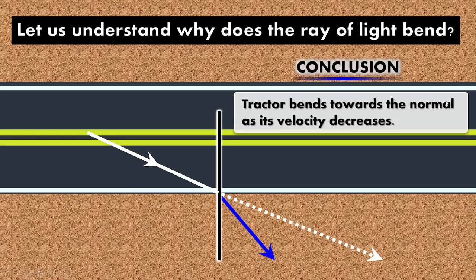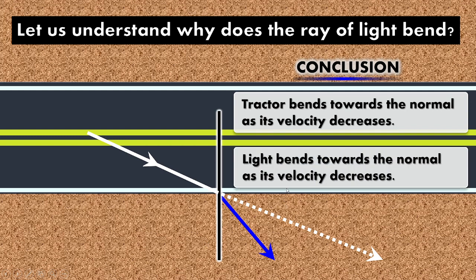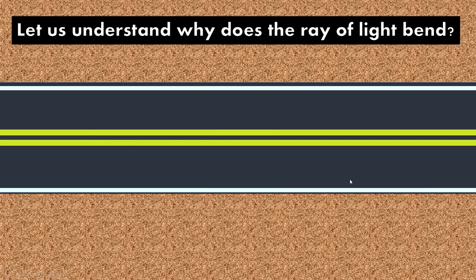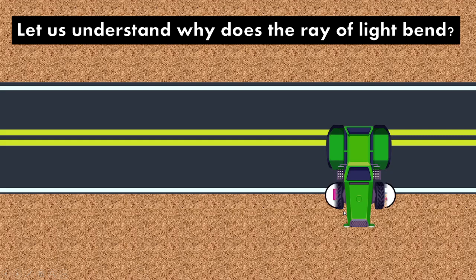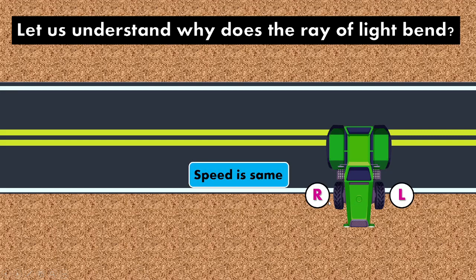So a tractor bends toward the normal as its velocity decreases. So light bends toward the normal as its velocity decreases. Same here, if you take a tractor or any vehicle, this left side, this right side, now its speed is the same.